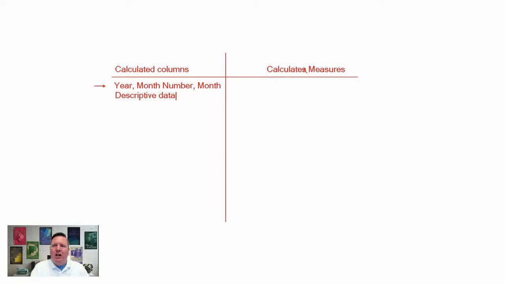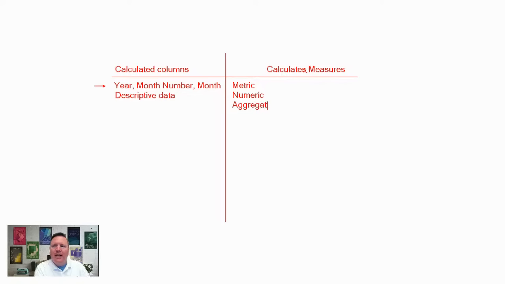So calculated columns are more for descriptive data. Calculated measures are a little bit different. Calculated measures are going to be used for more metric data. When you think of metrics, generally metrics are going to be numeric in nature, right? You're going to have some kind of numeric value. Calculated measures generally are going to have some kind of an aggregate value that goes along with them.